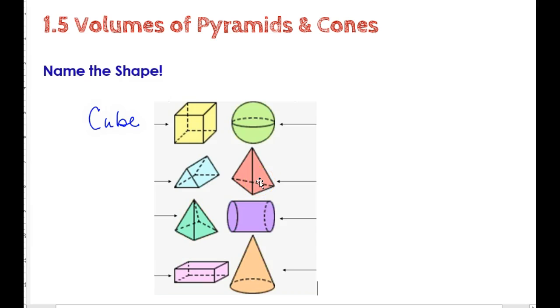Now, I can further distinguish between what type of prism and pyramids they are based on the base that each of them have. This prism right here has a base that is a triangle, and so I can safely call this a triangular prism. Whereas this pyramid has a base that is a triangle. So not only is it just a plain old pyramid, it's a triangular pyramid.